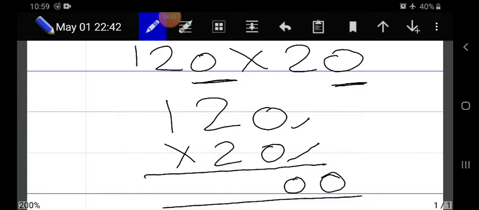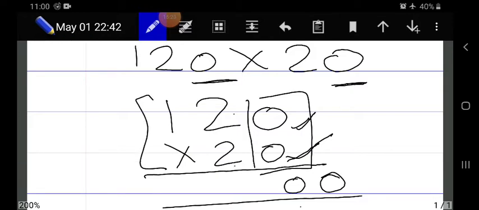Just keep in mind that you have to take the zeros at the end of both the numbers. Not only will you take the zero of the multiplier, you will take the zero of the multiplicand as well as of the multiplier. So here we are having two zeros, that's why I have put two zeros here. Now just forget these two zeros, and simply multiply them. Two twos are 4, two ones are 2. So the answer is 2400.